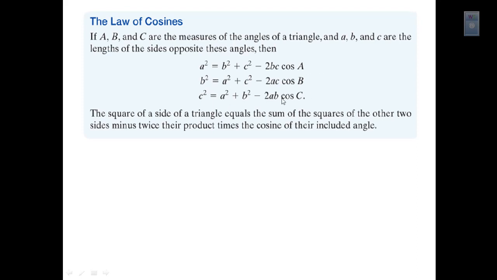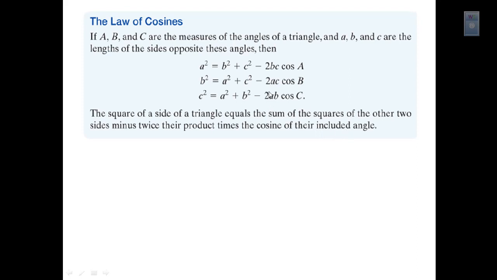If you look at these down here, it's the same way. B squared, what are the two sides on the left? A and c, so they're squared and added together. You subtract 2 times the product of these two sides times the cosine of the angle opposite the side you're looking for. So what that means is the square of a side of a triangle equals the sum of the squares of the other two sides minus twice their product times the cosine of their included angle.